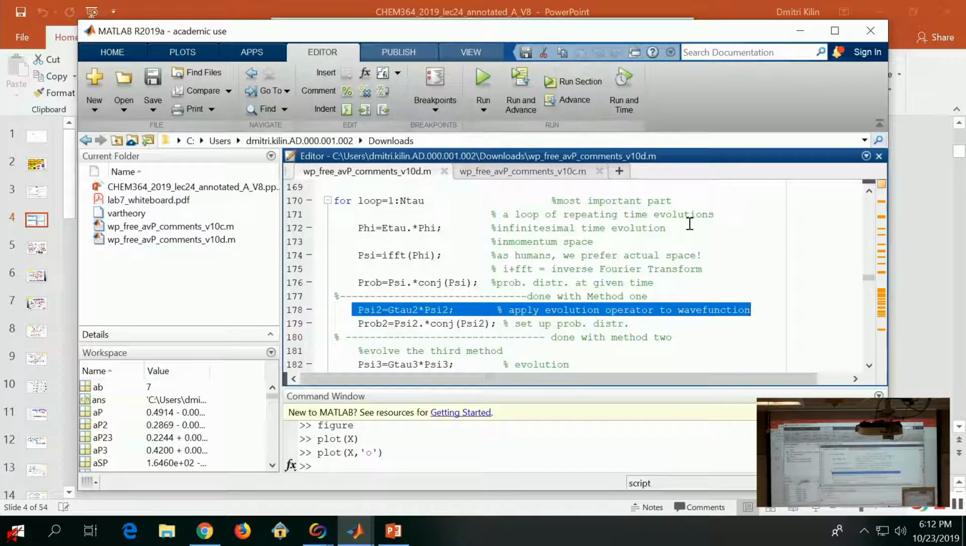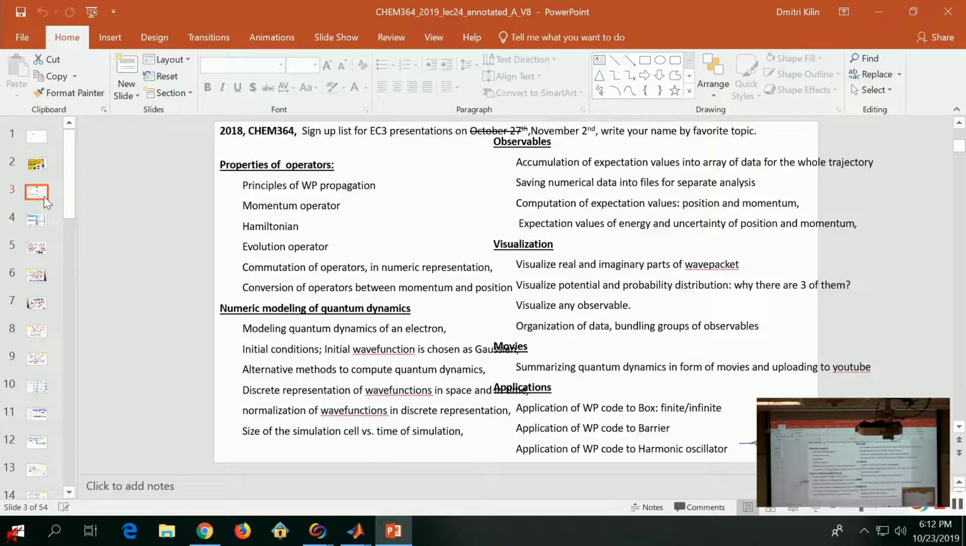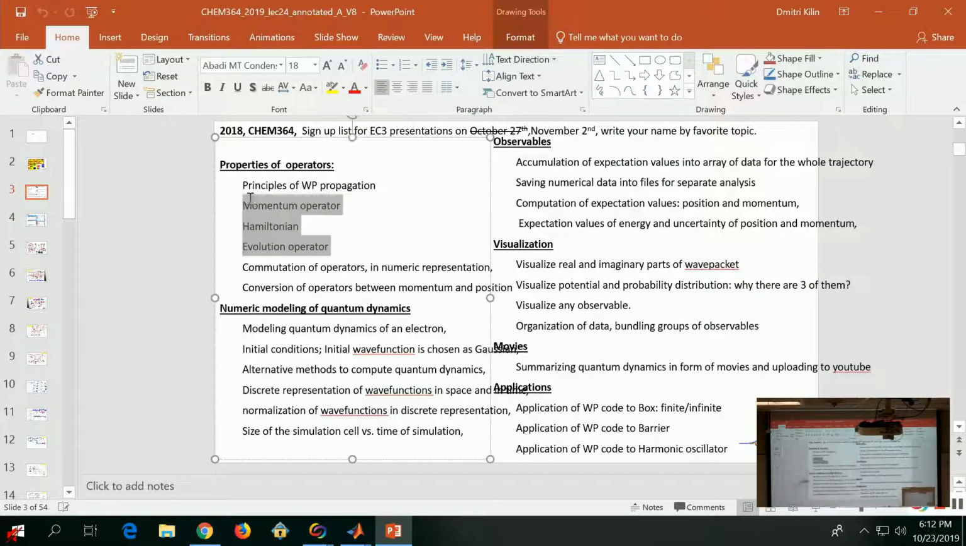Let's look at the list of the subjects. We may not be very far in the formal list, but we did the most important parts, the key of the code. So we did the principle of wave packet propagation, momentum operator, Hamiltonian, evolution operator. Right? Let me put some signs that it is done. Okay. Done.